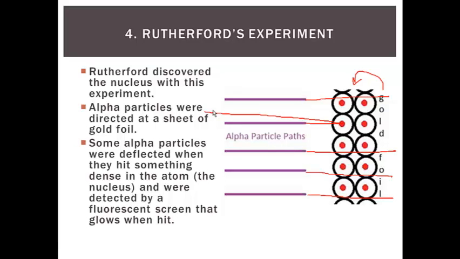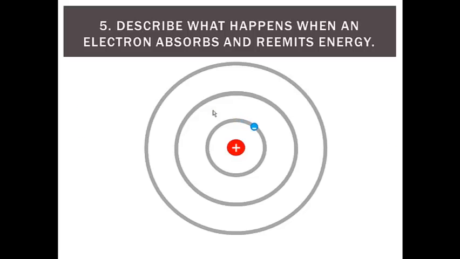So some of the alpha particles were deflected when they hit something very dense in the atom, which was later found to be the nucleus. So this is how he figured out that there were nucleuses in atoms.